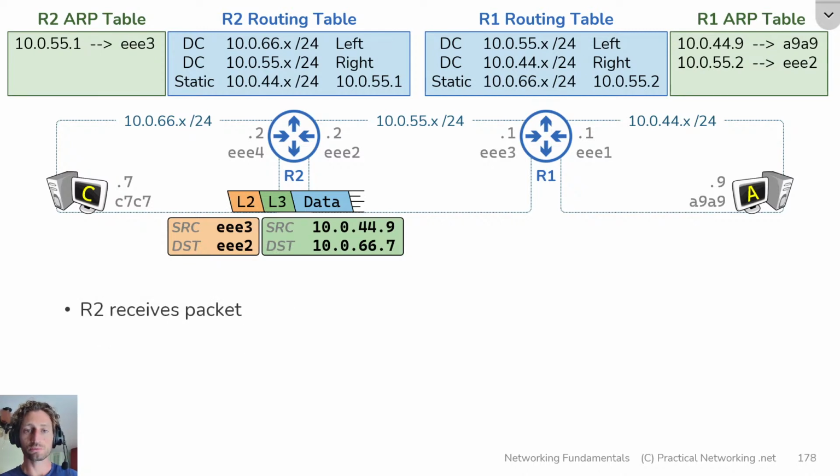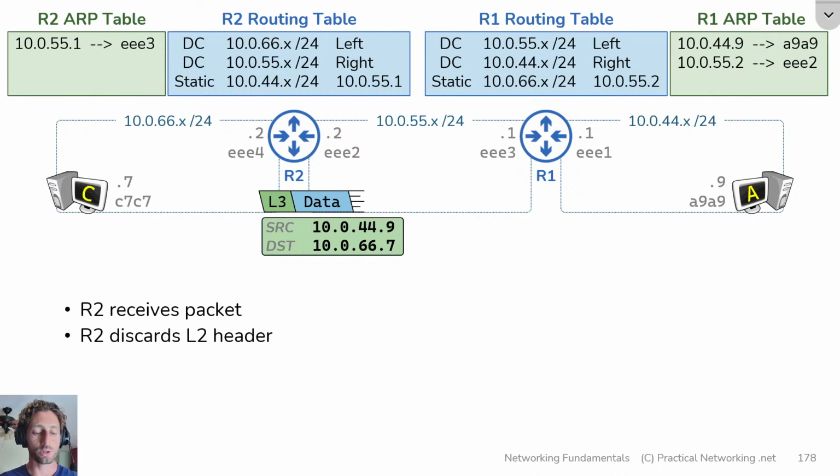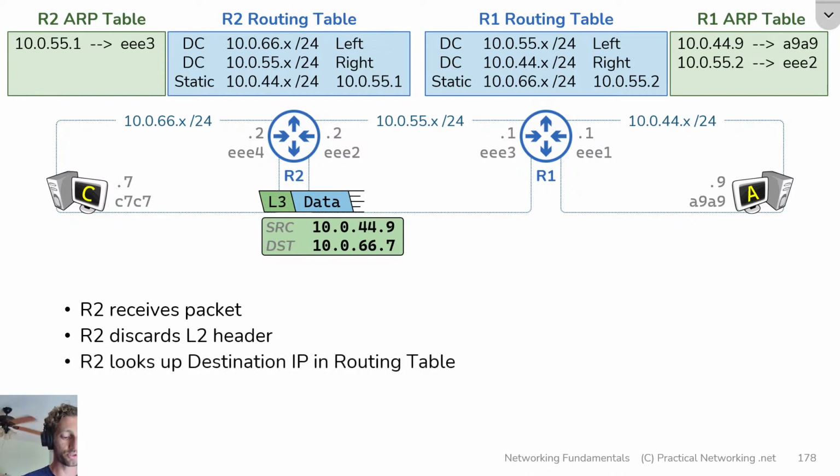Once R2 receives the packet, R2 is going to again discard that layer 2 header. The purpose of that header was just to get from here to here. Since it did that successfully, we no longer need that header. Now R2 is going to look up the destination IP address in its routing table. It's going to find this entry that says anything destined to 10.0.66.7 should go out the left interface.